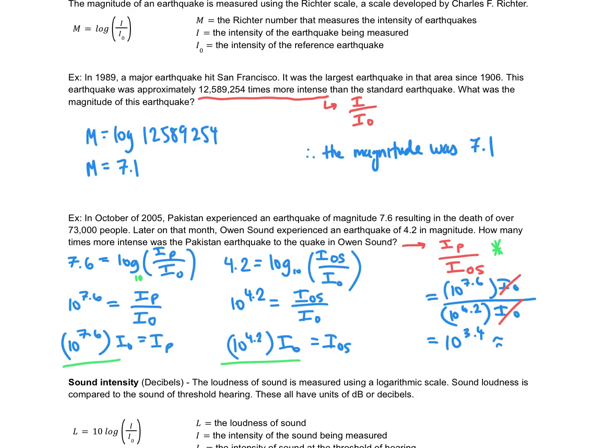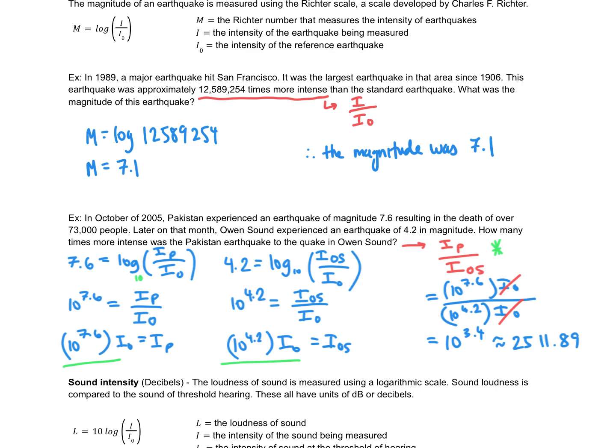If I sub it into my calculator, I get approximately 2,511.89. So that's how many times more intense the Pakistan earthquake was relative to the Owen Sound one. So I've run out of space here for my therefore statement, so I'm just going to say it out loud. Therefore, the earthquake in Pakistan was 2,511.89 times more intense than the Owen Sound one. And there we are. This one's a little bit more work because we had to do a comparison and an isolation. So the magnitude of an earthquake is one application of logarithms.